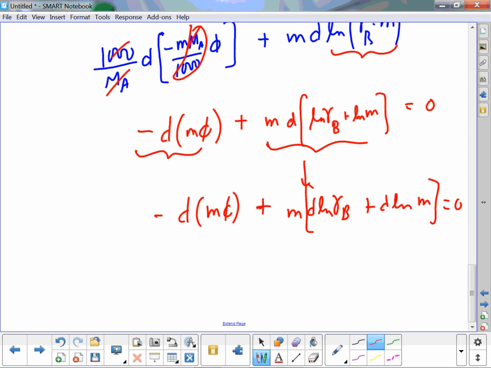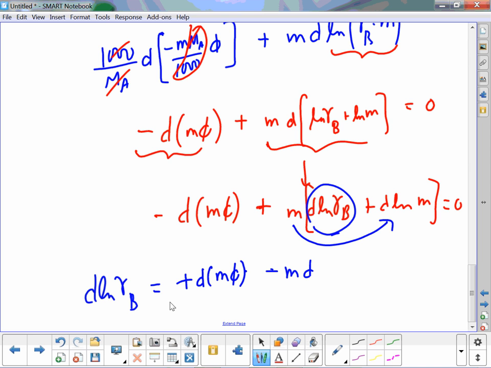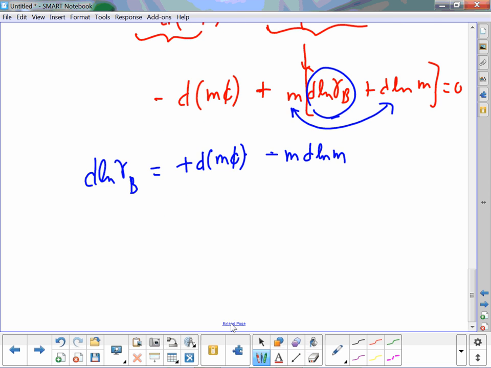Okay? The differential of a sum is just the sum of the differentials. The reason I'm doing this is I want to solve for this. Okay, so what do I get now? I need to solve for d of ln gamma B. I'm going to move the ones that I don't want on the left side to the right, so that's plus d of m phi, and then minus m times d of ln m, I have to multiply those two, right? So that's my expression for d ln gamma B.